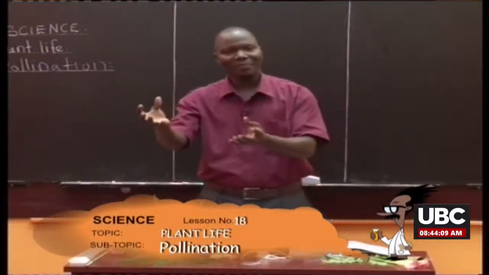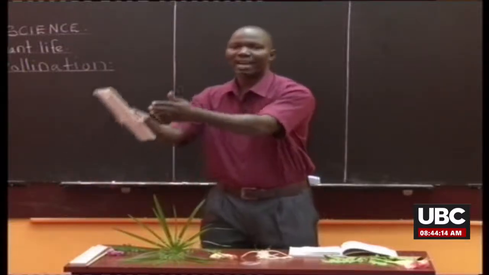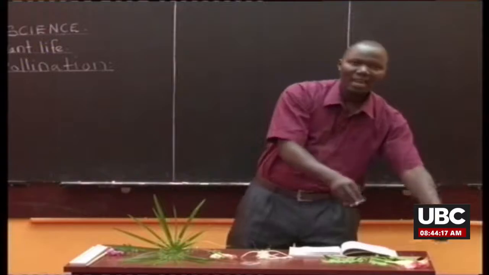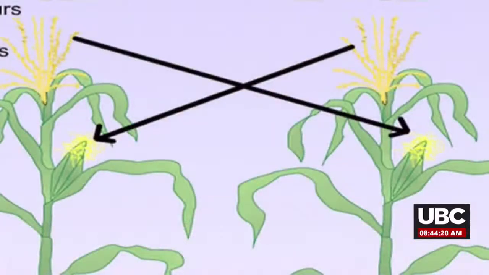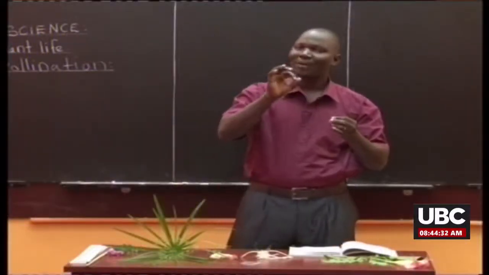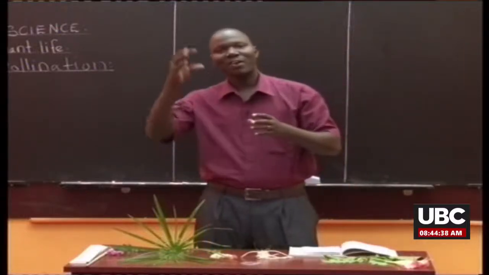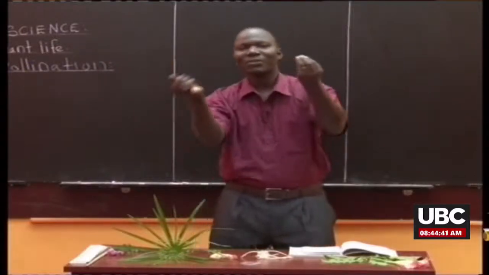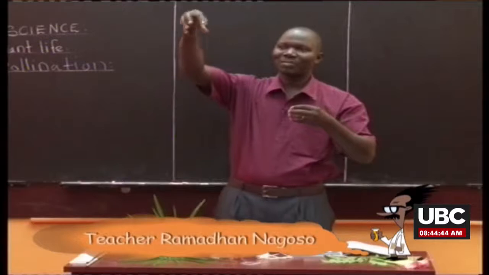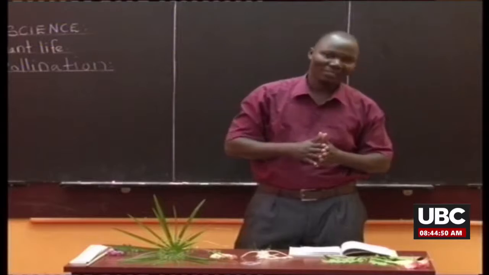The transfer: if I have a ruler here, I can transfer it to another place. But this time, what are we transferring? The pollen grains from the anthers to the stigma. Don't forget, children, what is pollination? Pollination is the transfer of pollen grains from the anther heads to the stigma. Pollen is moving from the anthers to the stigma. That's what we call pollination.